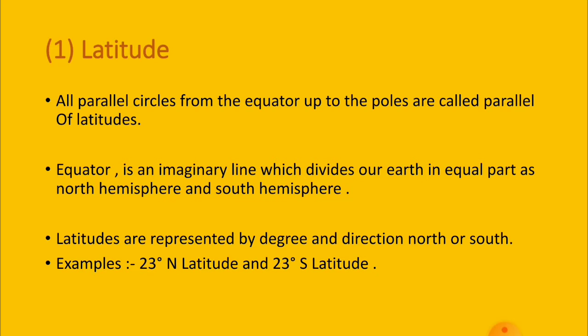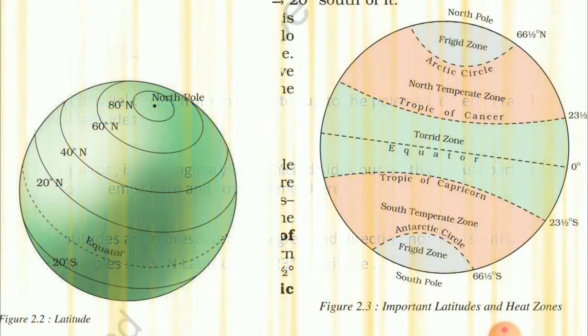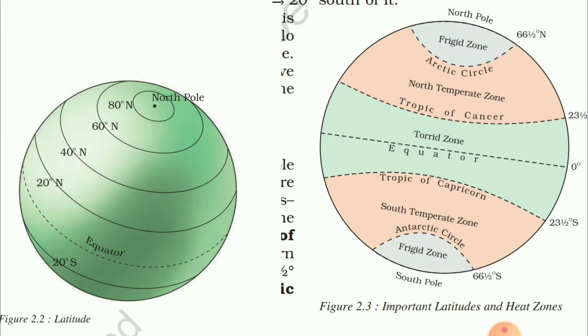For example, you can see 23-degree north latitude and 23-degree south latitude. And one more thing I want to tell you, that latitudes are horizontal lines. Horizontal means west to east or east to west, whatever you call it. That is latitude, horizontal lines, west to east or left to right or right to left. That is known as latitude. Next, you can see the pictures of latitude.